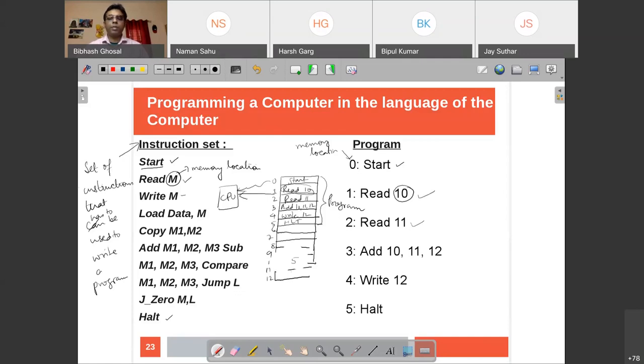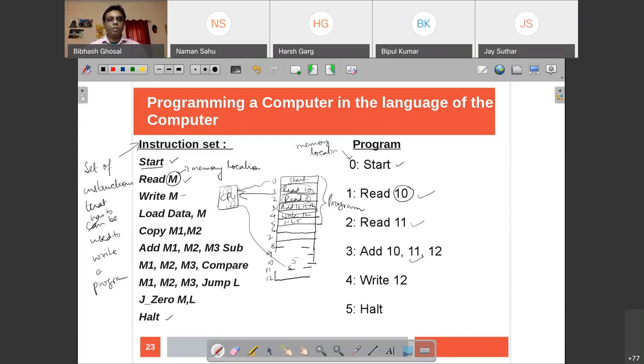Then the same thing, it will do it for read 11 and add. Once it has read 5, it will store it inside. Then it will move to location number 11. It will read the data stored there. Let's say it is a data called 6. It will read it and store it in the registers. Then it will read the third one. It will find, okay, it is add. I have to add the content of 10 and 11. That means I have to add content 5 and 6. It will perform that.